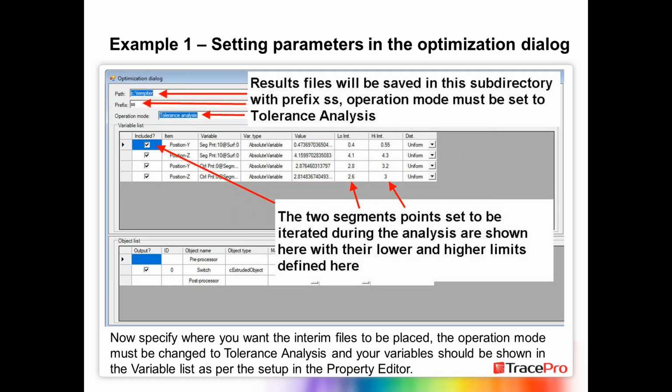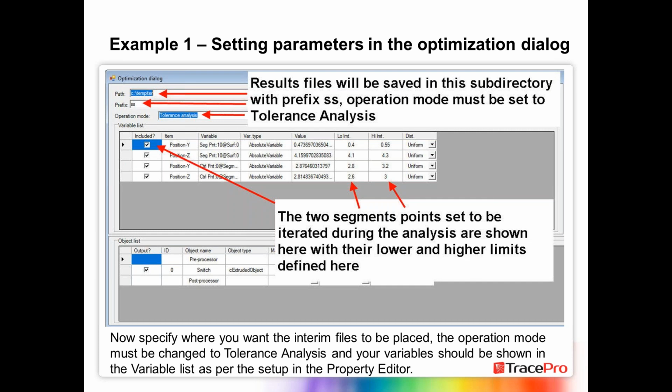This is a temporary iteration area that I've created, and the name of the path is temp iter. I've given a prefix. You can name it whatever you want. In this case, I'm going to call it SS. You could call it TT, whatever you want, just so you remember, if you're doing multiple tolerance analyses, which files belong to that particular one. Finally, you're going to have to change the operation mode to tolerance analysis.